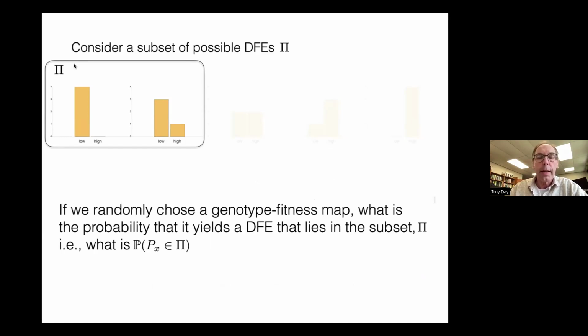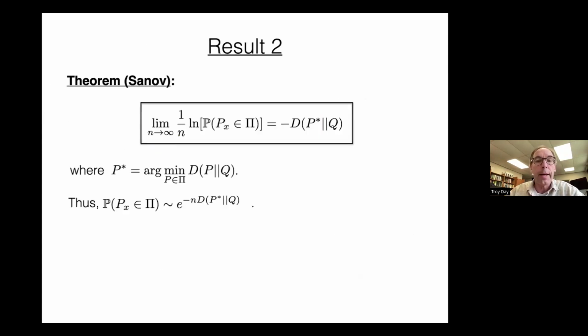My second result is: if I instead randomly choose a genotype fitness map, I'm not asking what's the probability of a particular one happening, but rather what's the probability that it falls within some subset pi. That's going to be a useful quantity that I'm going to put together with the first one to get what I want. So here I'm asking, if I draw randomly now, what's the probability it lies in this particular subset? That's the second result.